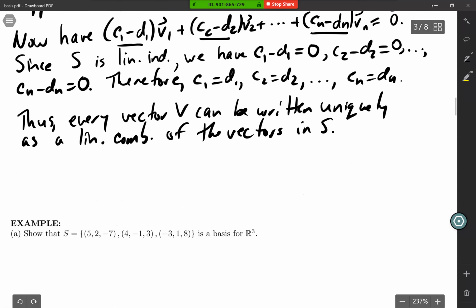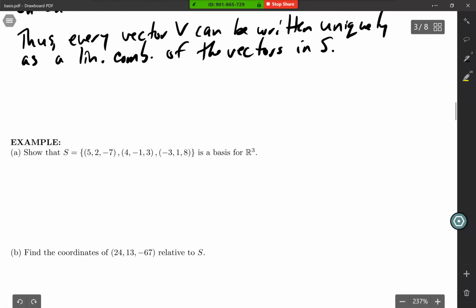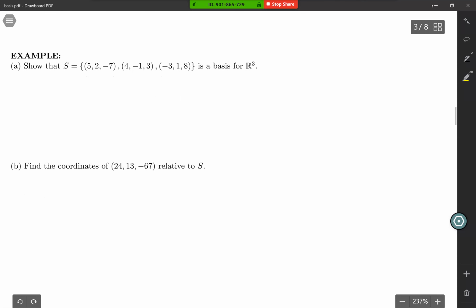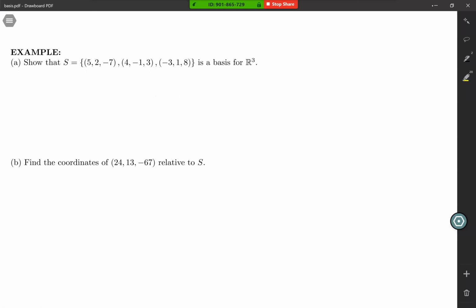All right. So let's see about an example here. So let's look at this particular example. It says, first show that this set is a basis for R3. So that's part A. So what do we need to do to show that this is a basis? Show that it's linearly independent and it spans. Good. We need to show that it's linearly independent and it spans. So how do we show that all in one step, essentially? What do we need to do?